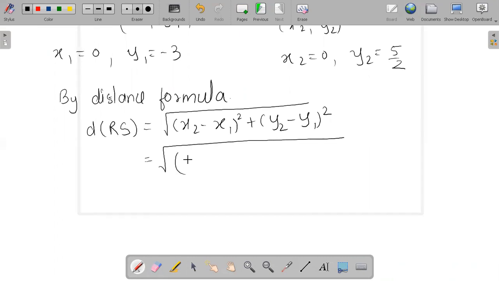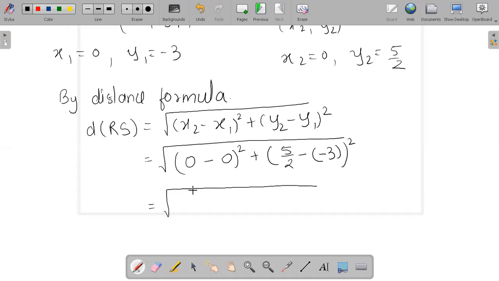So what is x2? 0. So you have 0 minus x1, which is also 0. So 0 minus 0 the whole square, plus y2. y2 is the fraction 5 upon 2, minus y1, which is -3. Put it in the bracket, so it becomes -3, the whole square. We know 0 minus 0 is 0 itself, and 0 square will also be 0.